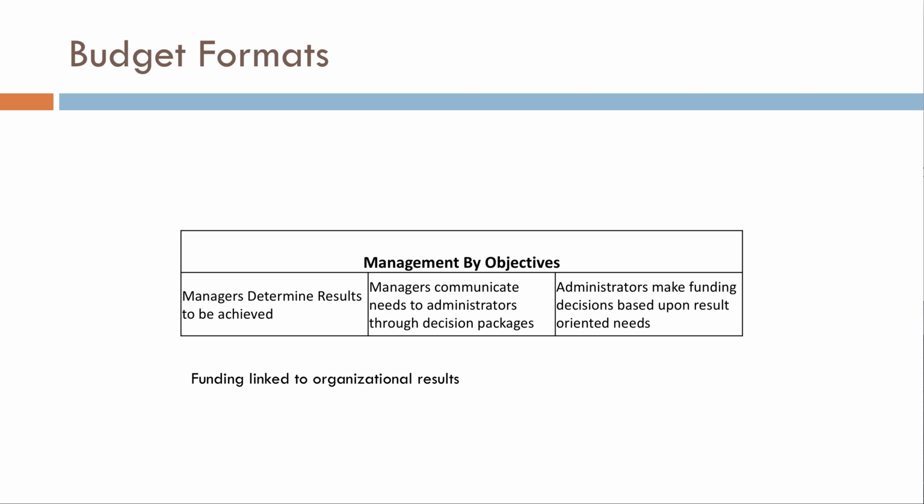Here we have managers determining the results to be achieved. Managers communicate results, right, through decision packages, and those decision packages will outline various types of funding, and then administrators make funding decisions based upon the results oriented need that ties back to the management objectives.